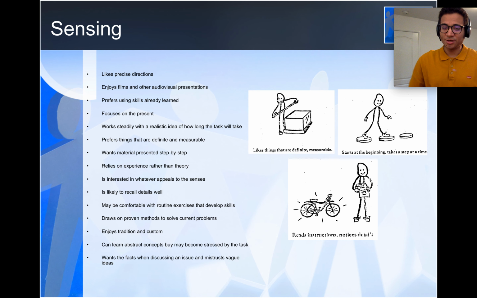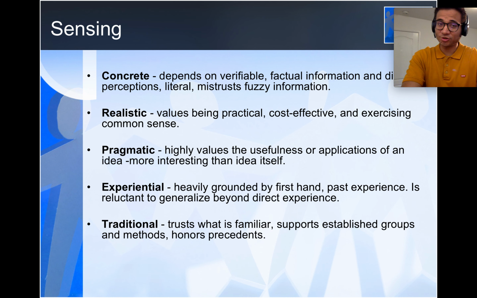So if we think about focusing on what is presently at hand, then it does make sense to be a little bit more formulaic and follow things in an order that makes sense, because it's what you have before you. Hence this: going off of what's definite and measurable, being linear, taking things a step at a time, reading instructions and noticing detail. So here are some salient traits of an S.